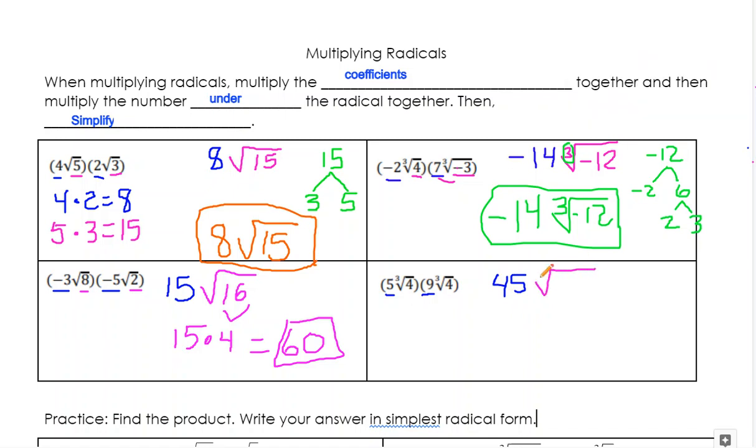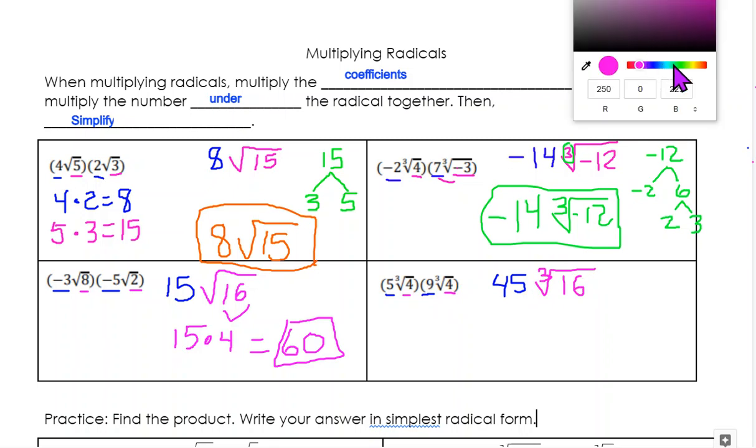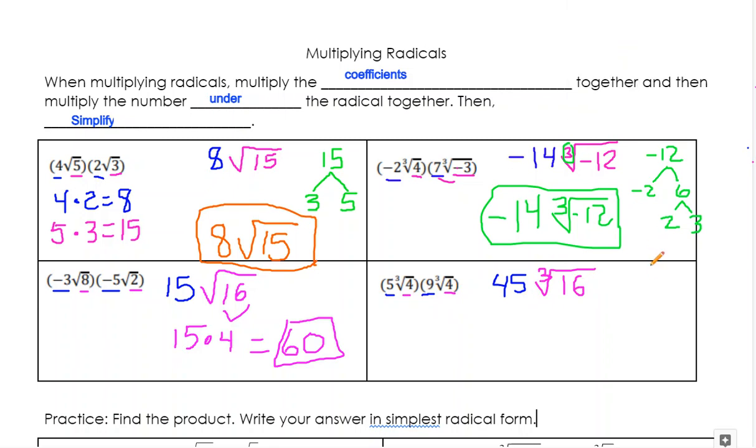So I'm going to write my cube root sign, which is like a radical sign with a 3 inside of it. And then I have 4 and I have 4. 4 times 4 is 16. So now I want to try and simplify that, to see if I can reduce that radical down. So let's see, 16. What times what gives me 16?